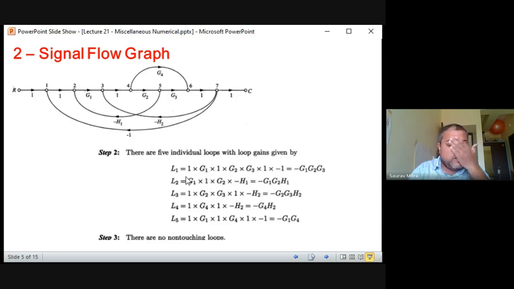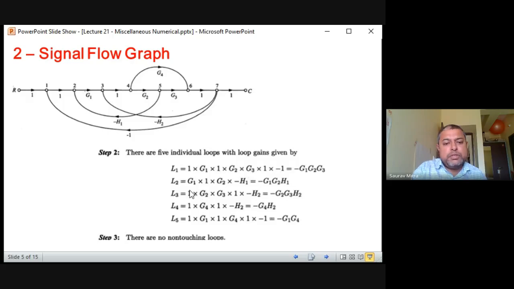The first one is L1, that is G1, G2, G3. So this is the first one. So this big loop, with minus 1. It is a loop which is spanning from node 1 to node 7, and everything will become negative because it is having a feedback of minus 1. So 1, G1, 1, G2, G3, G1, minus 1, like this. This big loop is called the first loop, loop 1.